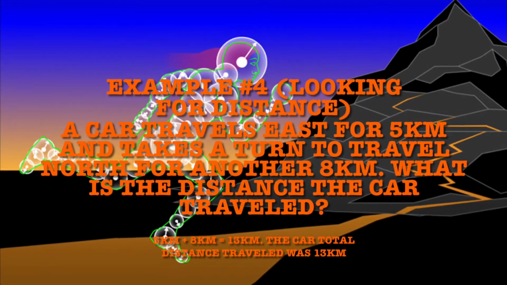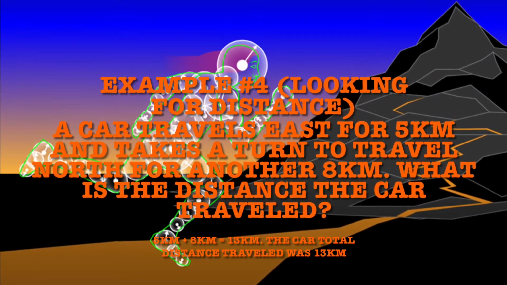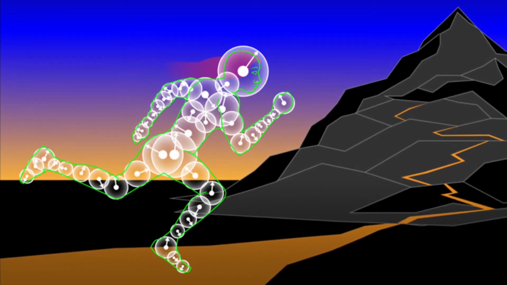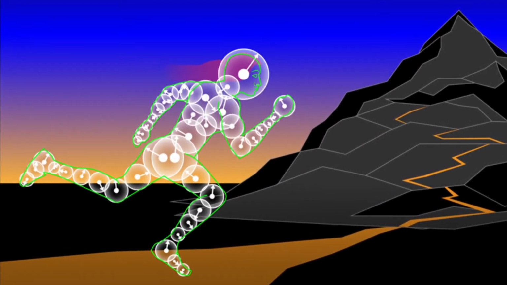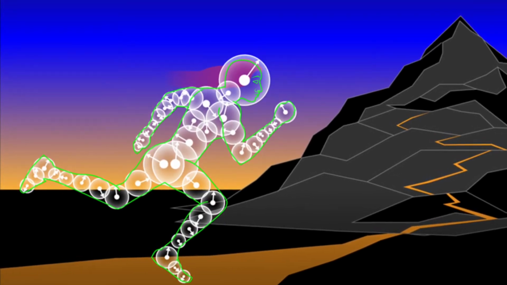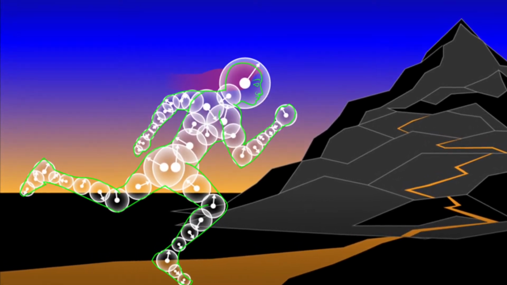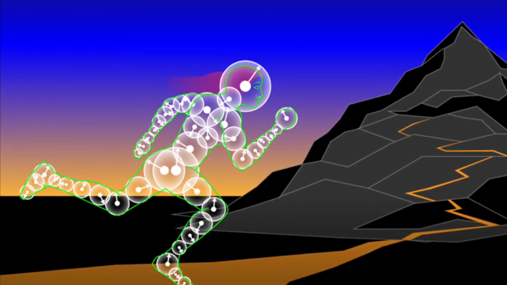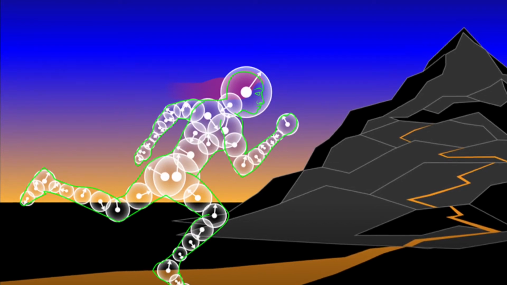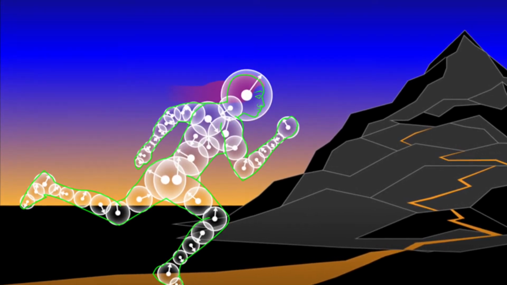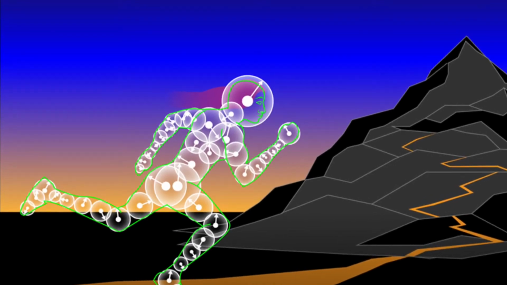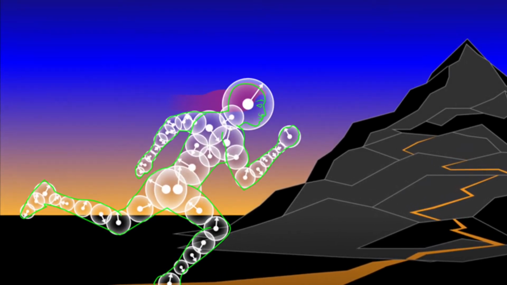My last example, example number 4, is looking for the distance. For this one, a car travels east for 5 kilometers and takes a turn to travel north for another 8 kilometers. What is the distance the car traveled? Here, you just add 5 kilometers plus 8 kilometers to get the total distance the car traveled, which gives you 13 kilometers.